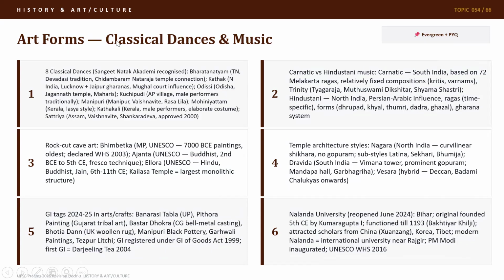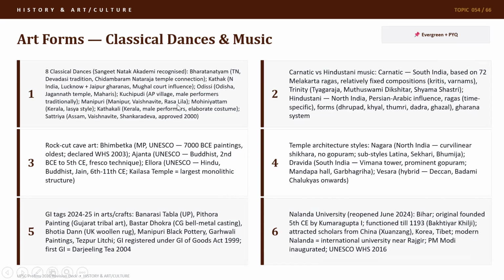What are the art forms, classical dances and music? There are 8 classical dances recognized by Sangeet Natak Academy. Bharatnatyam from Tamil Nadu, which has a Devadasi tradition and a Chidambaram Nataraja temple connection. Kathak in North India, where the Lucknow and Jaipur Gharanas are there, and Mughal court influence is seen. We have Odissi in Odisha, with the Jagannath temple and Maharis, and Gotipua is a tradition here. We have Kuchipudi in Andhra Pradesh village, where male performers are traditionally the norm.